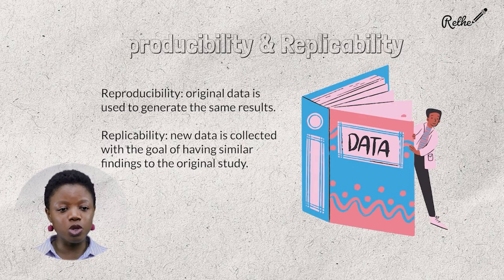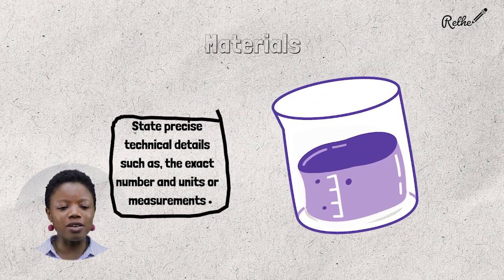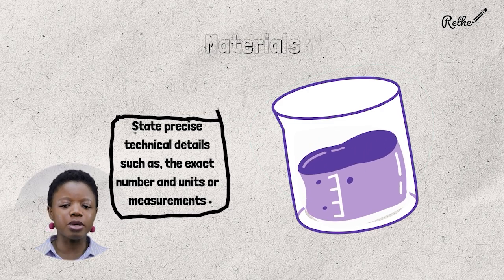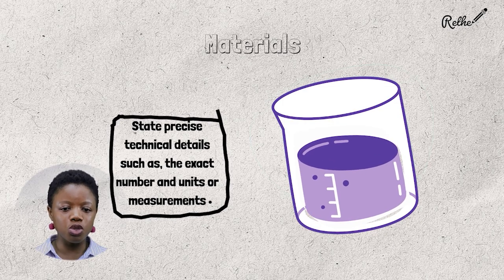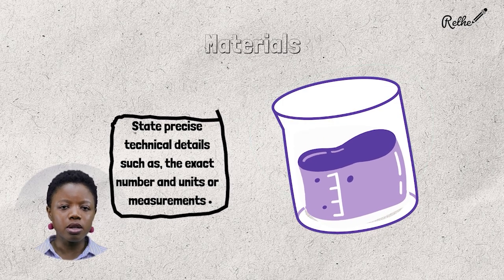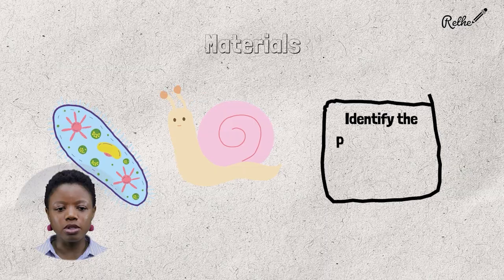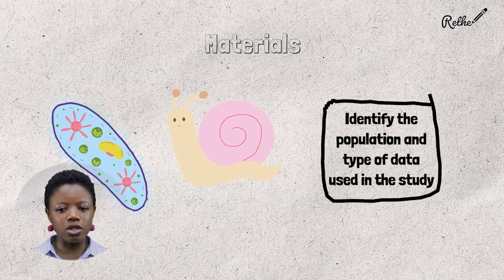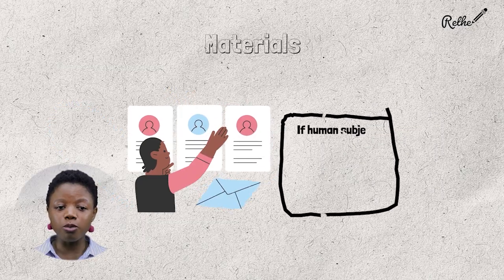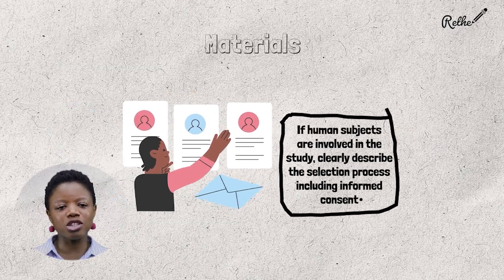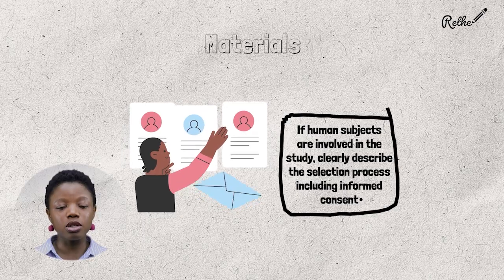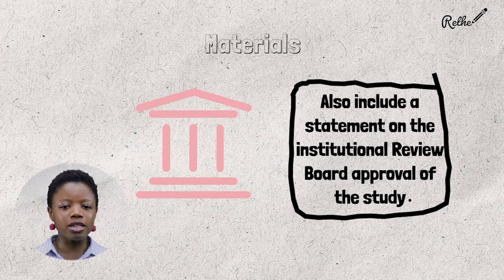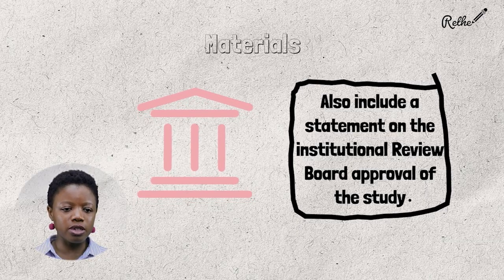In some papers, you will see a materials section while others have a data section. This is a section where you list the precise measurements and units of the materials used in your study. If you're using data on people, describe the population demographics and the type of data used in the study. Also, if people are involved, clearly describe the selection process, including informed consent, and include a statement on the Institutional Review Board approval of the study.